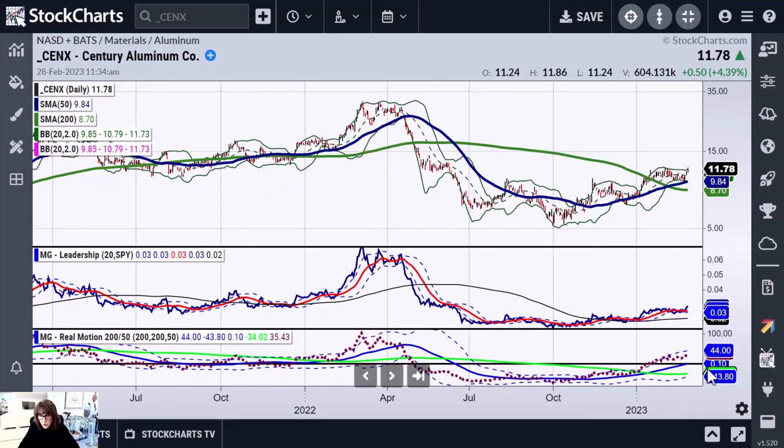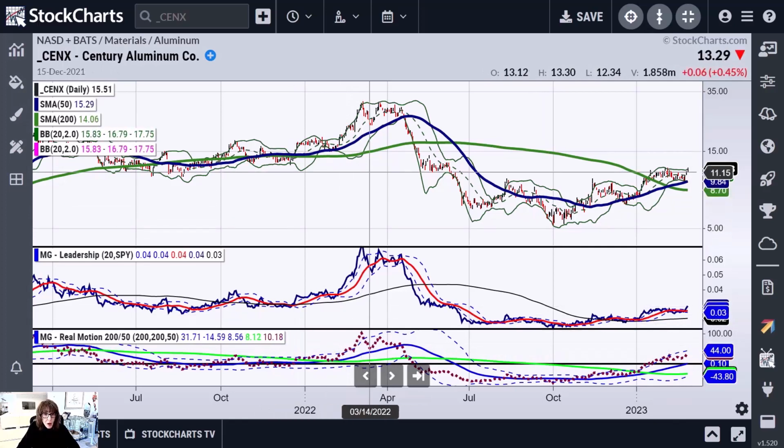Momentum indicators are strong. We're not quite up to the Bollinger Band yet. What you really want to see is a clearance like we did back here of the Bollinger Band, and then you have a nice little move.